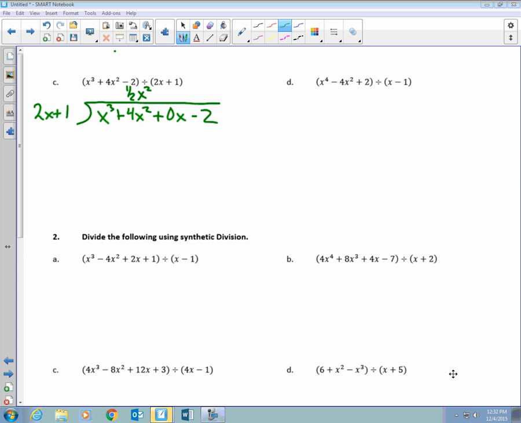All right, we got a 1/2 x squared. 1/2 x squared times 2x, x cubed. 1/2 x squared times 1, 1/2 x squared.